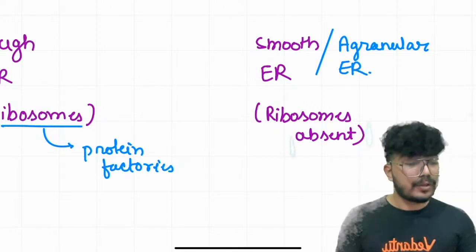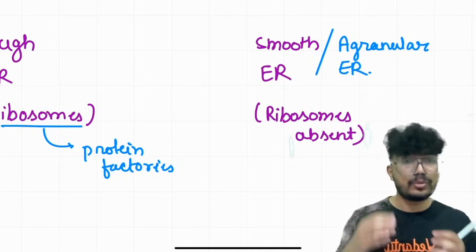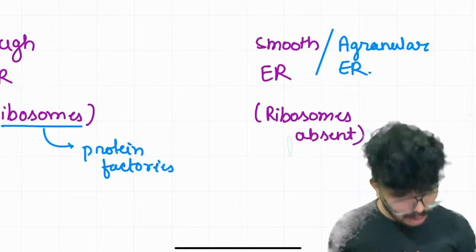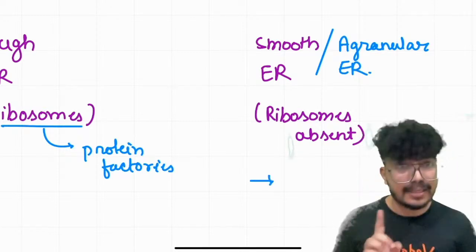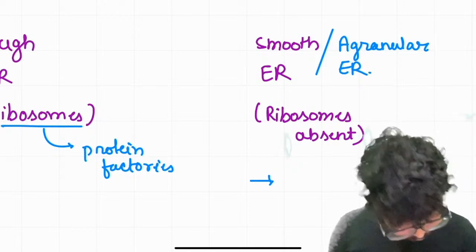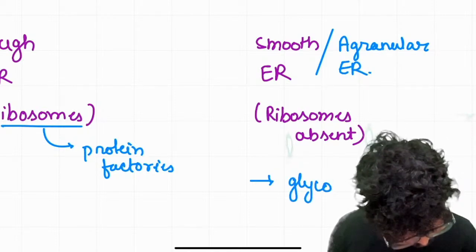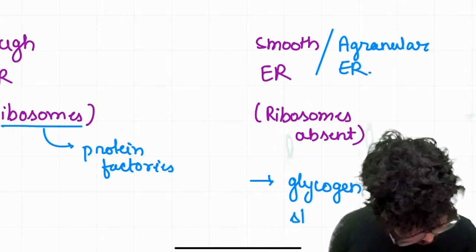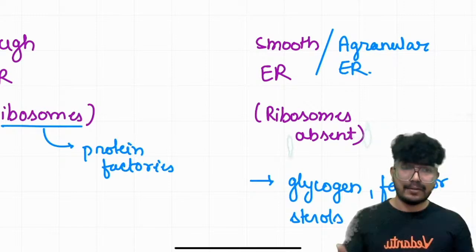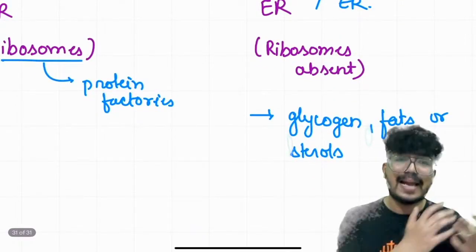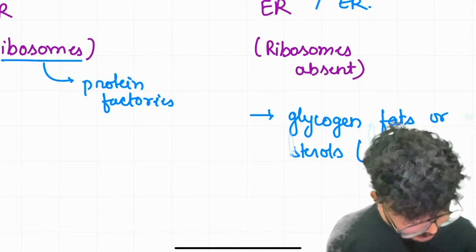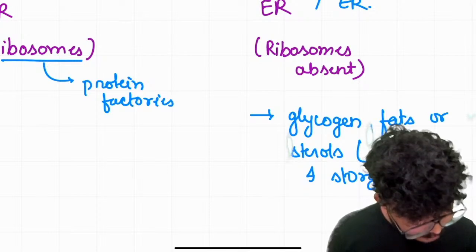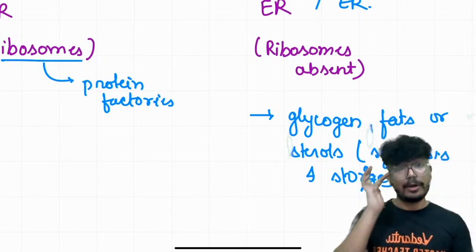Now the smooth ER, what is the function? It is involved in the formation of glycogen, fats and sterols. Formation, that is the synthesis and storage of glycogen, fat, sterol. I'll just write this as well: synthesis and storage. It also helps in detoxification.